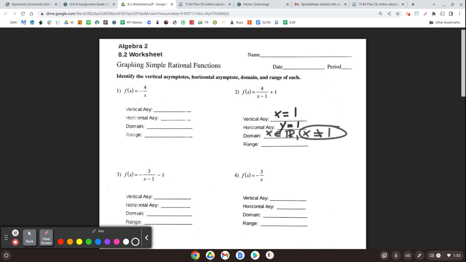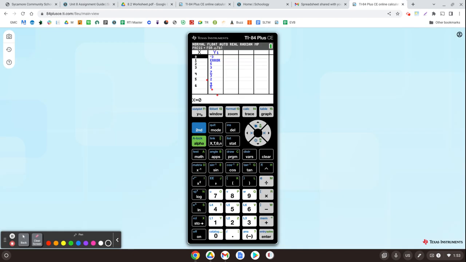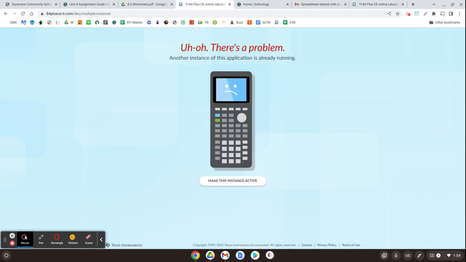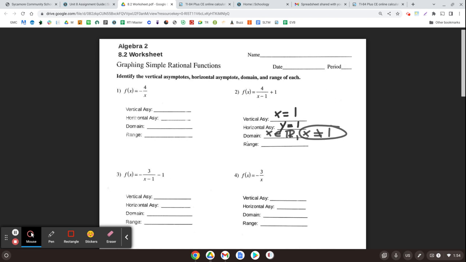Okay? Well, what's our range? Our range is all the values of the output. Well, let's look at our graph. The only number that y will never equal is this horizontal asymptote. Okay? So y is all reals. Where are we at? Here. Y is all the real numbers except y cannot equal 1.